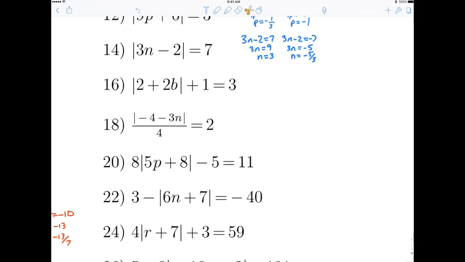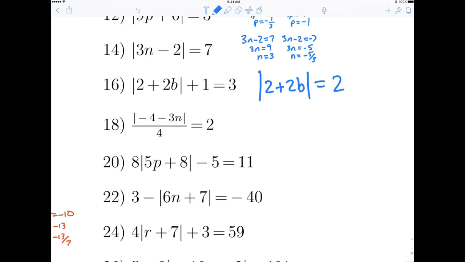All right, now listen to me on 16. Does everybody recognize the problem here? There's a +1, right? Listen to what I'm saying. You have to isolate the absolute value, which means I have to get rid of the +1. So to get rid of the +1, move it over to the 3, which makes it a 2. All right, so now I have absolute value of 2 plus 2b equals what? 2. Beautiful. Now I'm right back to where I started.